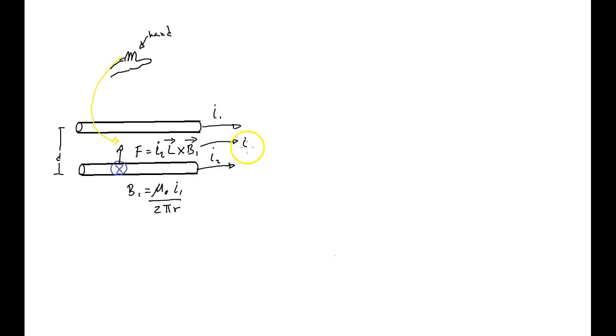So the force of wire 1 acting on wire 2 is going to be mu sub 0 I1 I2 times L divided by 2 pi d. Now we're going to divide through by L, and we'll get the force of 1 acting on 2 per unit length, which is equal to mu sub 0 I1 I2 divided by 2 pi d.